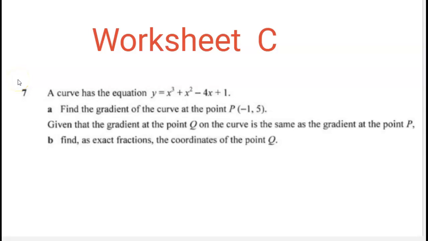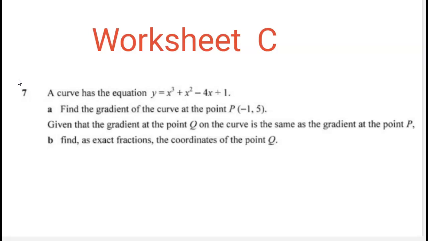Let's have a look at this one. Question 7 on the worksheet C. A curve is given y equals x cubed plus x squared minus 4x plus 1. We need to find the gradient at a specific point. The point is minus 1, 5.